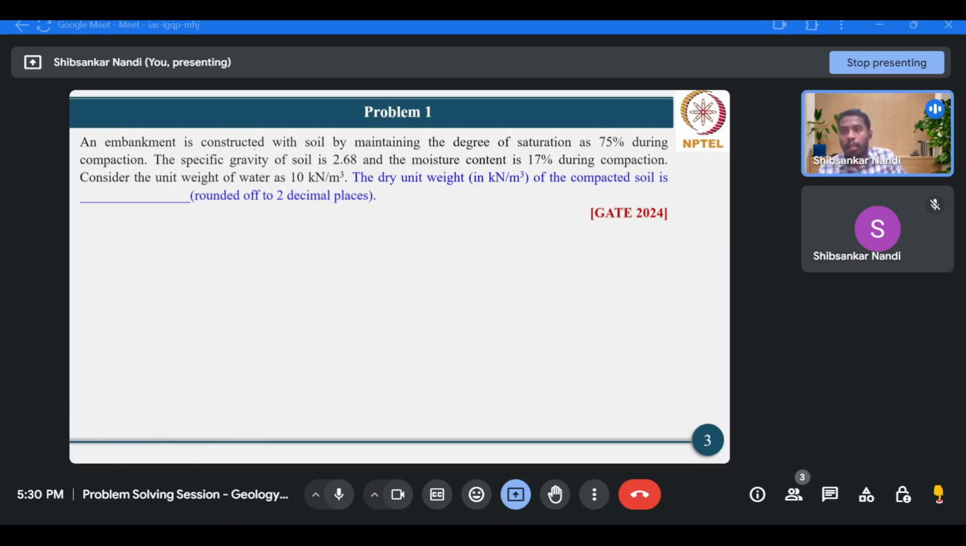An embankment is constructed with soil by maintaining the degree of saturation as 75% during compaction. The specific gravity of soil is 2.68 and the moisture content is 17% during compaction. Consider the unit weight of water as 10 kilonewton per meter cube. The dry unit weight in kilonewton per meter cube of the compacted soil is, we have to report this dry unit weight of the compacted soil after rounding to 2 decimal places.